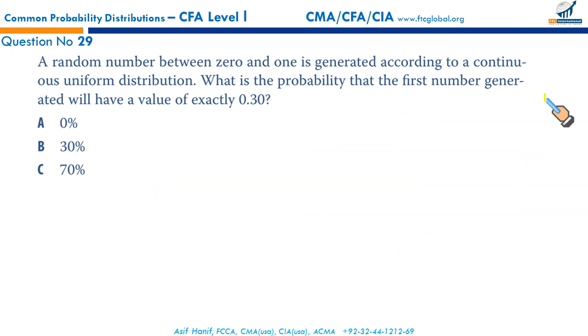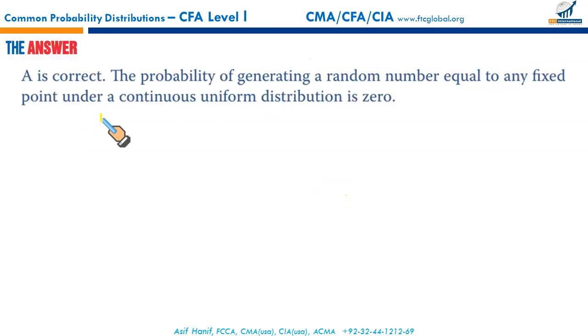It gets you benefit. Next, a random number between 0 and 1 is generated according to a continuous uniform distribution. Now, what is the probability that the first number generated will have a value of exactly 0.3? Now, since it's a continuous uniform distribution, in this case the probability of generating a random number equal to any fixed number is 0. That's a simple book-based question.